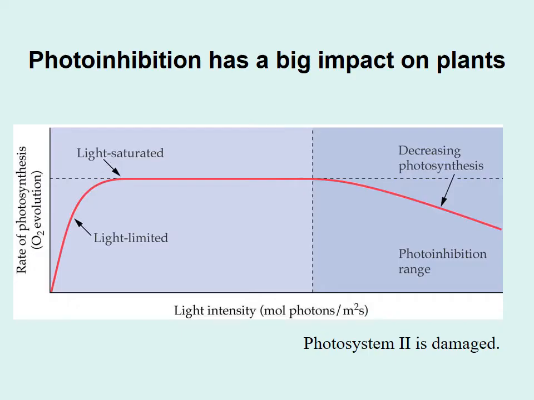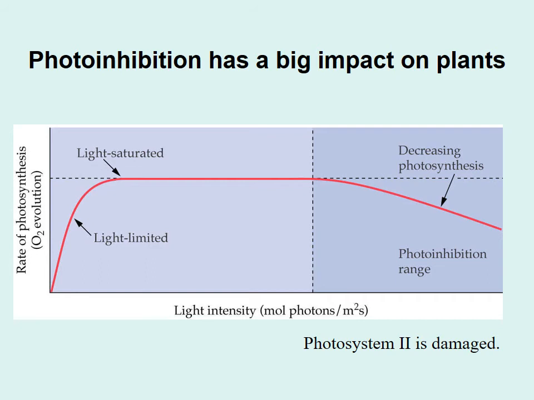Then photoinhibition. The photoinhibition takes place when there is light over and above the required amount of light. This excess of light will inhibit the photosynthesis, and this has a great impact on plant performance because excess light will damage the photosystem.